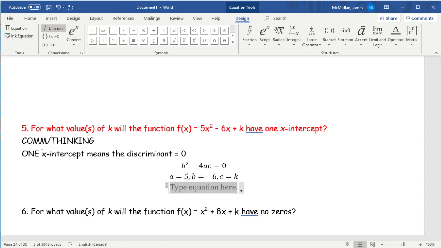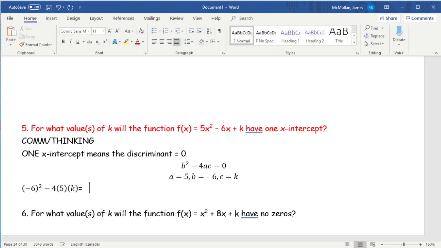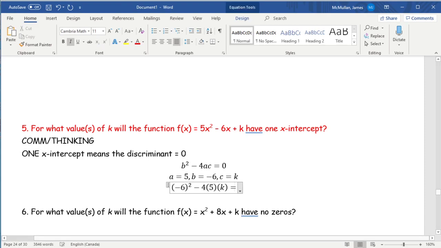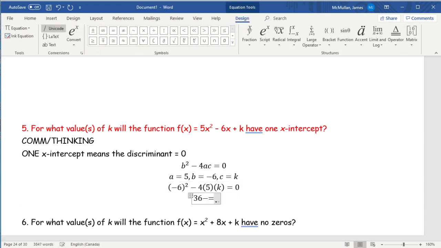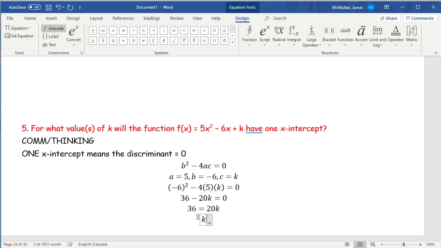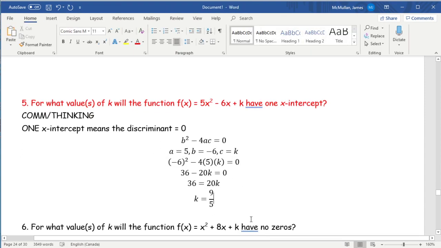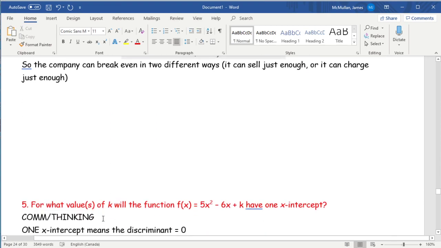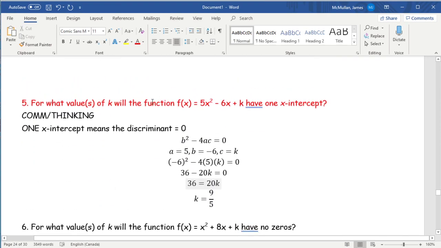So we're going to write the discriminant, negative 6 squared minus 4 times 5 times k, but I know that this equation must be equal to 0. So I can say 36 subtract 20k equals 0, and therefore 36 equals 20k. And therefore, k is equal to 18 over 10, 9 over 5. Okay, so that would say if k is equal to 9 over 5, this question, for what values of k will this function have exactly 1 intercept? If k is 9 over 5.